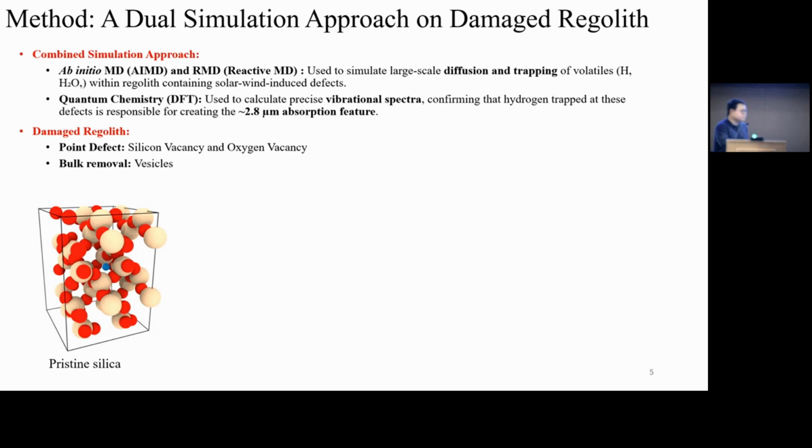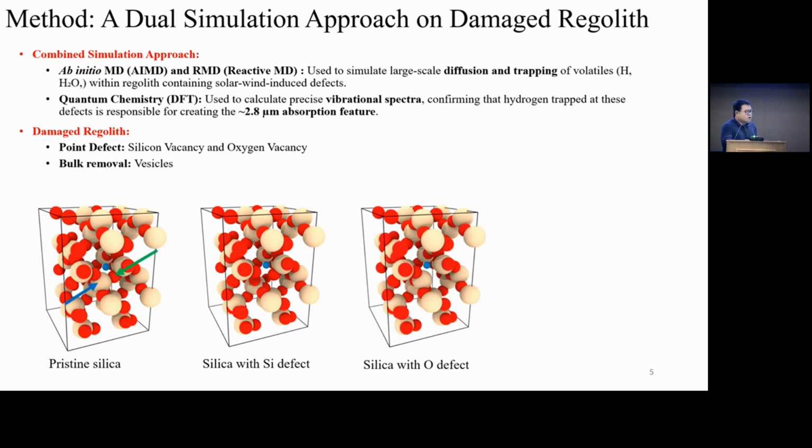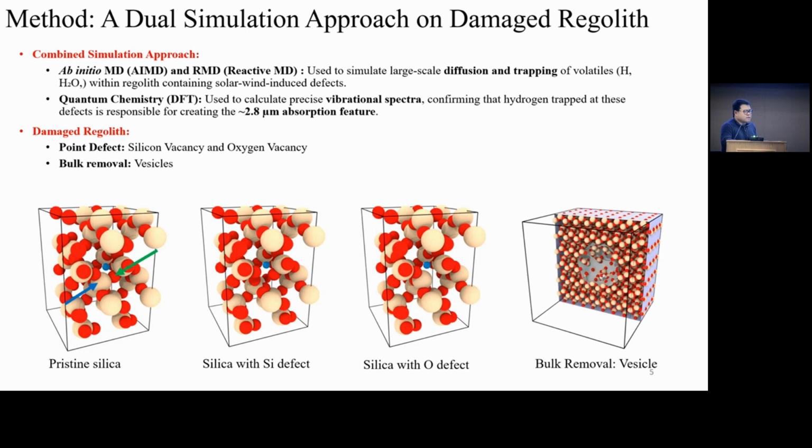So for the damaged regolith, we have this point defect, including removing one silicon atom from this pristine silica unit cell, and also an oxygen vacancy by removing one oxygen atom. We also have this large-scale damaged surface, which is similar to vesicles, which are largely found in lunar regolith.